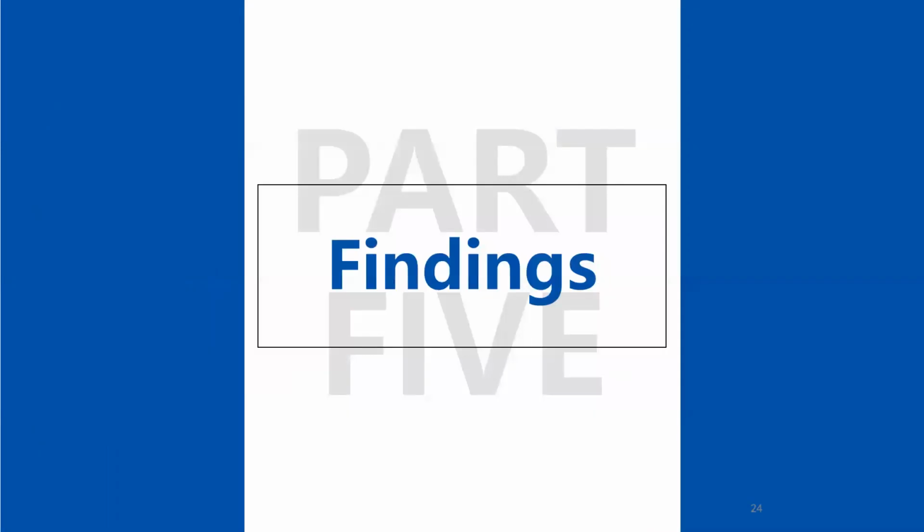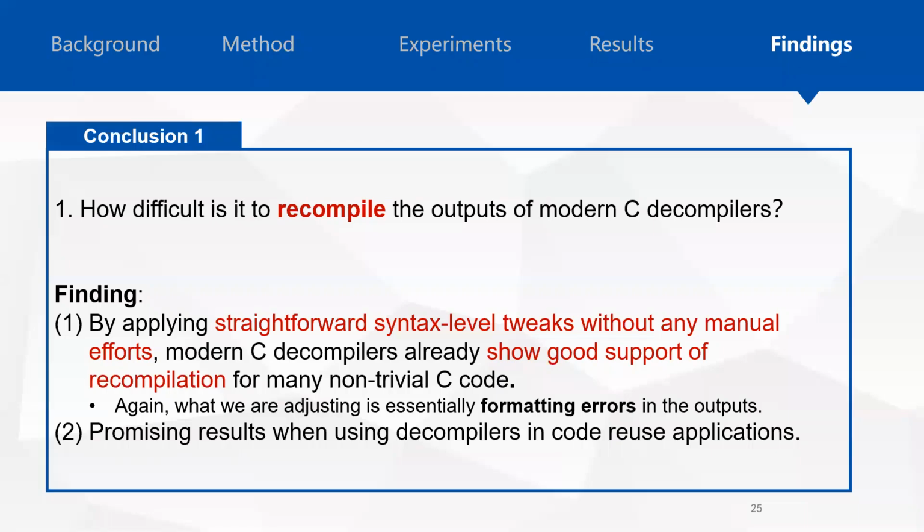Finally, I will conclude our findings. To answer the first question, how difficult is it to recompile the outputs of modern C decompilers? Although researchers were generally believing that outputs of C decompilers are not for reuse and not even recompilable, our findings show that modern C decompilers already show good support of recompilation for many non-trivial C code. The results are promising when using decompilers in code reuse applications.